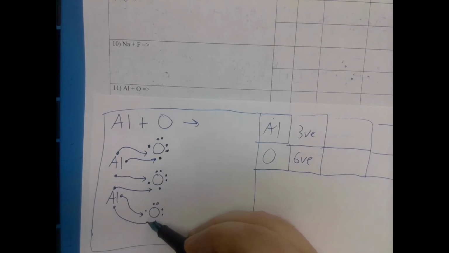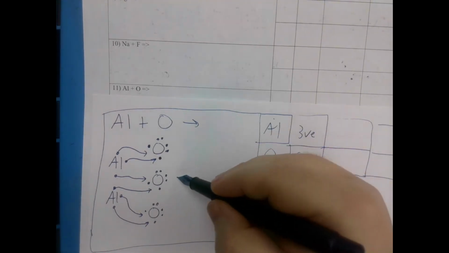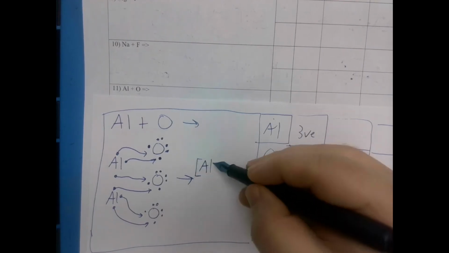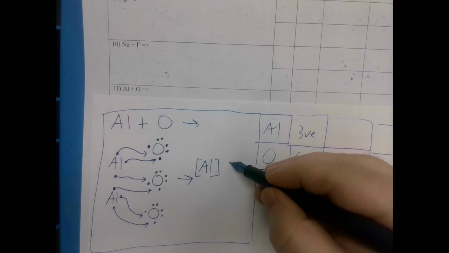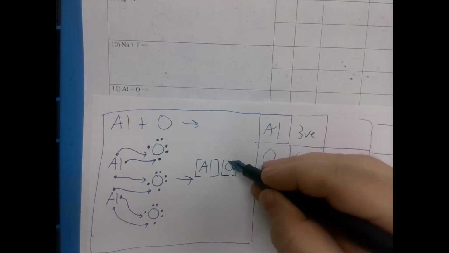And put it right there. Is all of them happy? Yes. The aluminum all have no dots around it. We've given them away. All the oxygens have 8 dots around them.